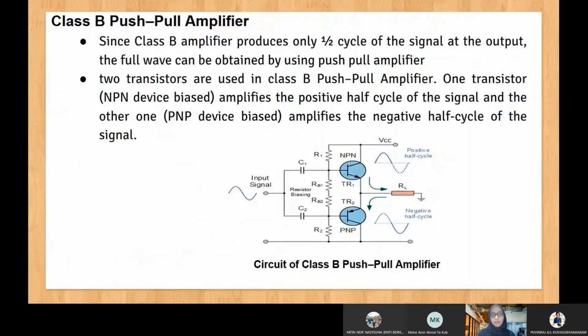Since class B only produces a half cycle of the signal at the output, we can obtain a full wave by using a push-pull amplifier. The push-pull amplifier uses two transistors, NPN and PNP. NPN will produce the positive half cycle of the signal, but PNP will produce the negative half cycle of the signal.